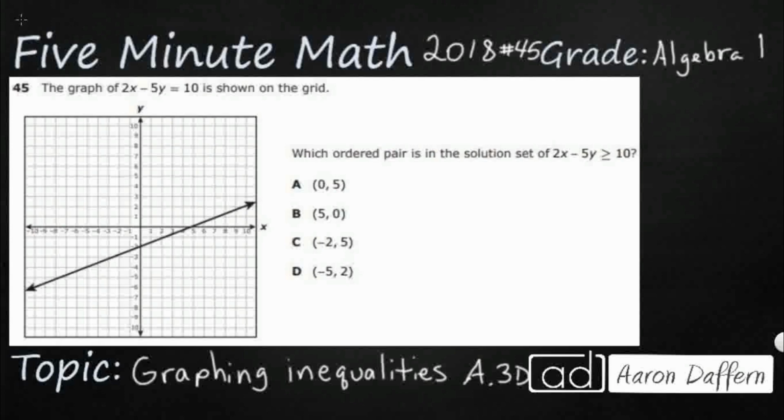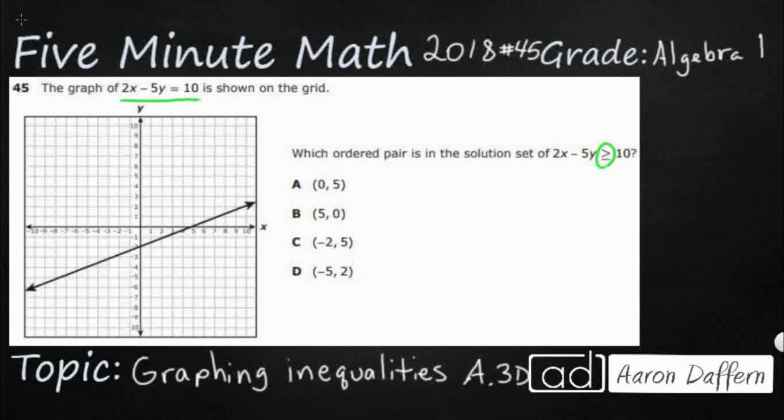So we actually have the graph of a linear equation already plotted out for us here. 2x minus 5y equals 10. And we need to find which ordered pair is in the solution set of everything's the same except that equals has now turned into an inequality, greater than or equal to.